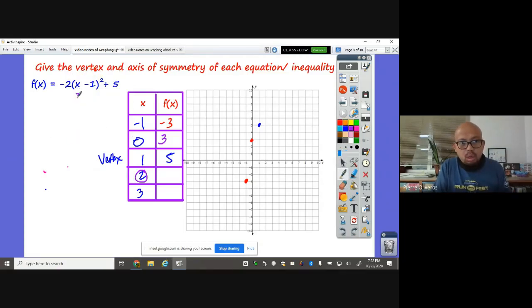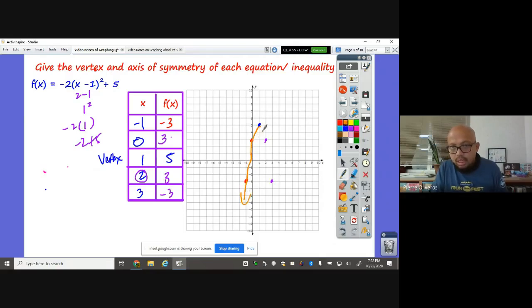2 minus 1 is 1. 1 squared is 1, times negative 2 is negative 2, plus 5 is 3. So it's the same. So I know this will be the same thing also. Reflection, reflection. If you notice the graph here, it opens downward and it's a little bit narrower. The wings of the parabola are closer. That's why it's vertically stretched.